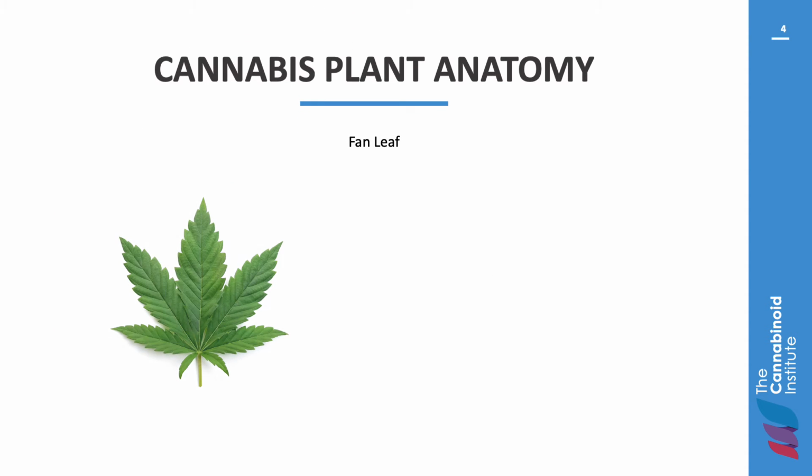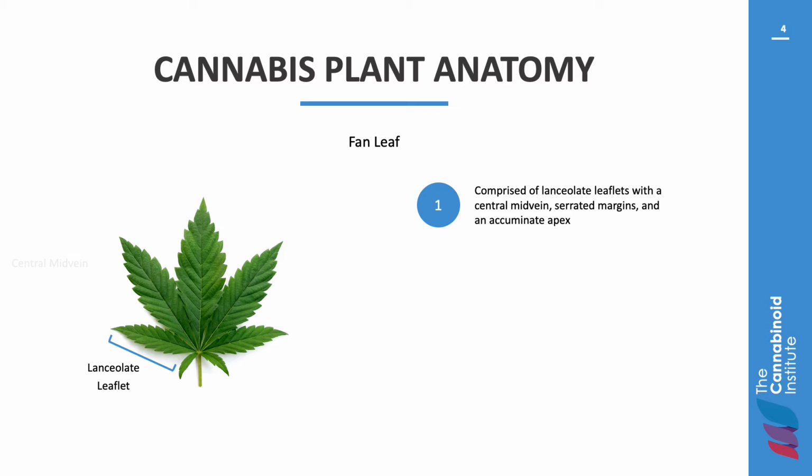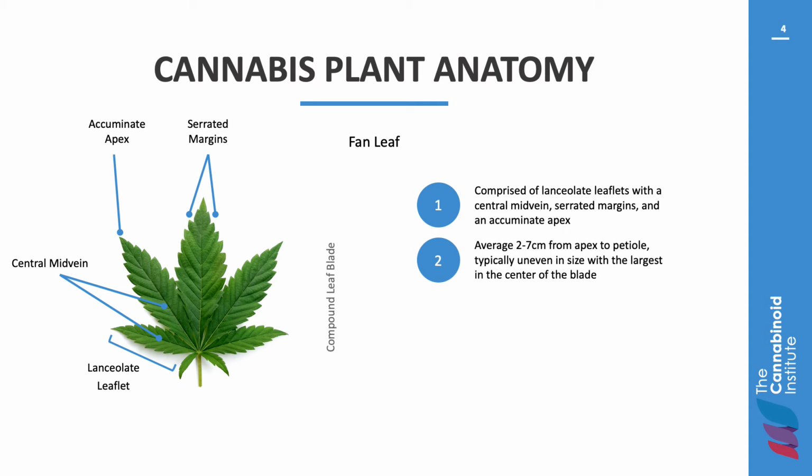The fan leaves are one of the most recognizable components of the cannabis plant. They are comprised of lanceolate leaflets with a central midvein, serrated margins, and an acuminate or pointed apex. The fan leaves average 2 to 7 centimeters from apex to petiole and are typically uneven in size, with the largest found in the center of the blade.